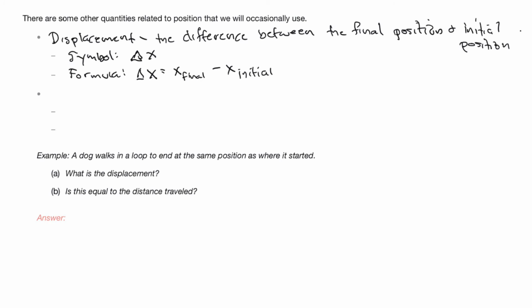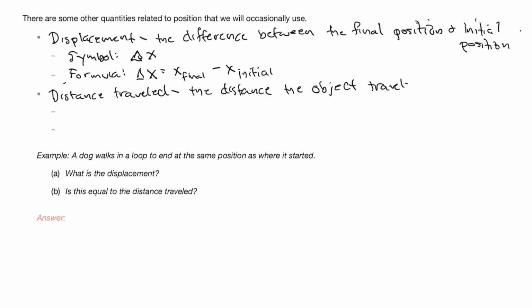The next quantity that we're going to study is distance traveled. This is the distance the object travels along its path. This will come up only occasionally. It is always positive, but the reason we don't see it that often is that it can be quite tricky to calculate because it often requires calculus to do so.